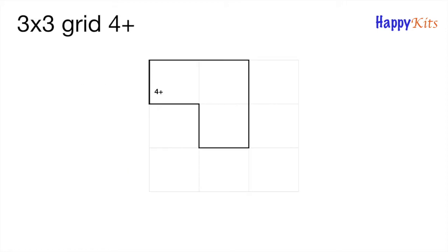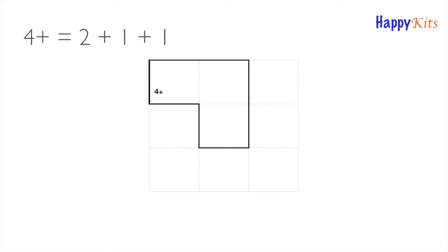There are 3 small squares and they need to add up to 4. Number 4 can be derived by adding up 2 plus 1 plus 1. However, according to rule number 2, the same number cannot appear twice in the same row and column. Thus, 1 can only be placed in these 2 small squares, while the number 2 can only be placed here.